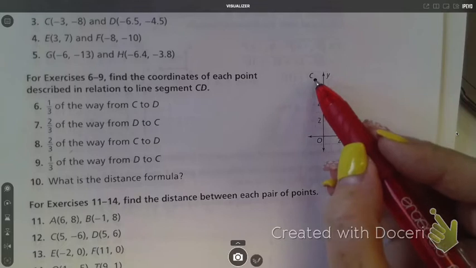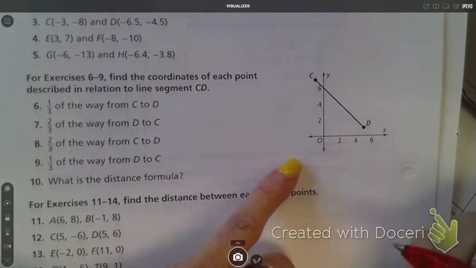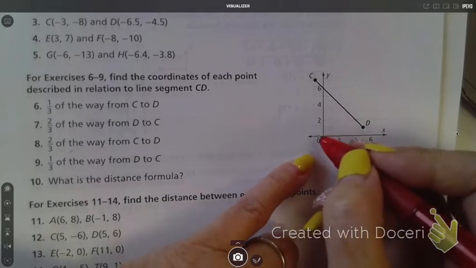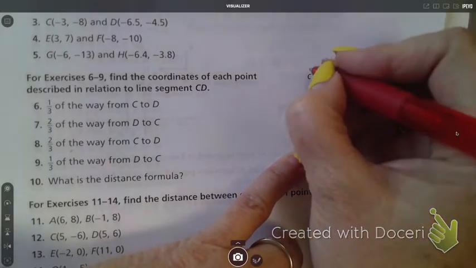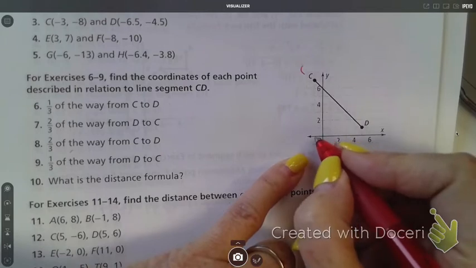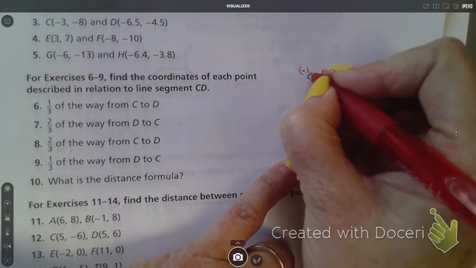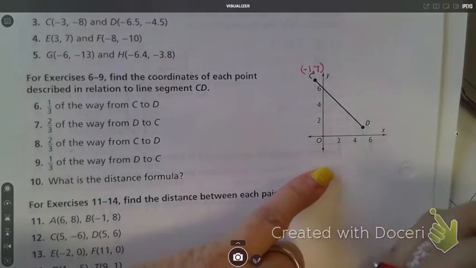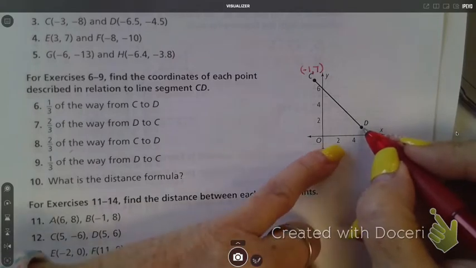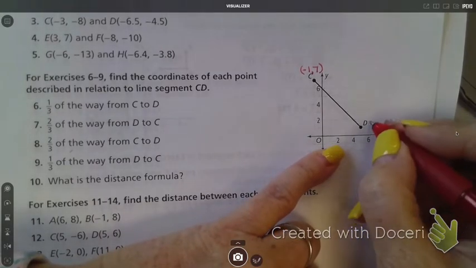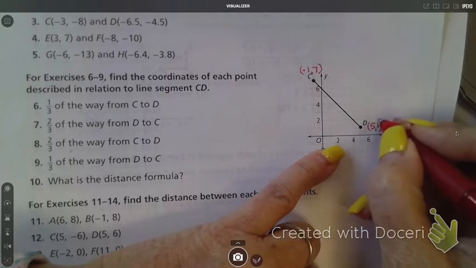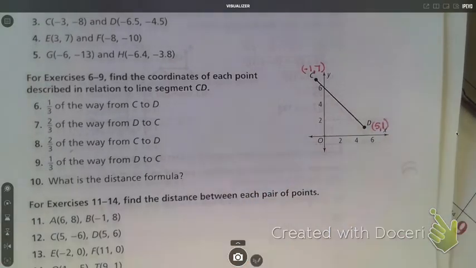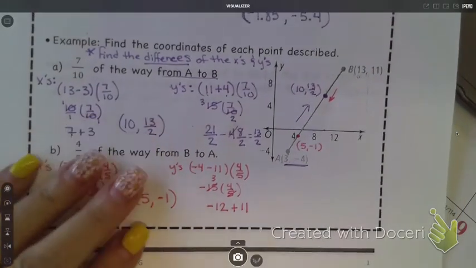So what are the coordinates of C? Look close on your paper, not up here. Negative 1, 7. You guys good with that? It's negative 1, 7. What about D? 5, 1. I see that one. Now that you have that, you should be good, correct? Okay, I want to make sure everybody was using the correct points. Back to notes.